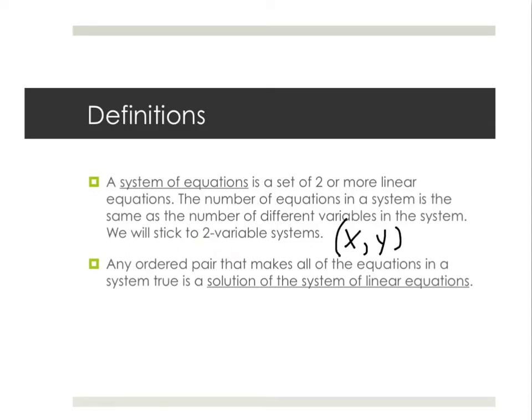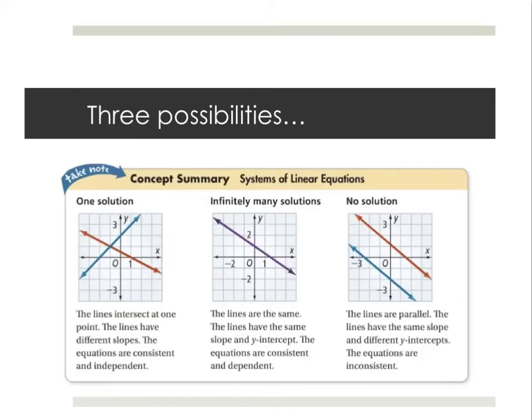Any ordered pair like this that makes all of the equations in a system true is a solution of the system of linear equations. So basically what we're going to have here is two lines on one coordinate plane. Well, when you have that, you have three different possibilities. And these are the three possibilities.